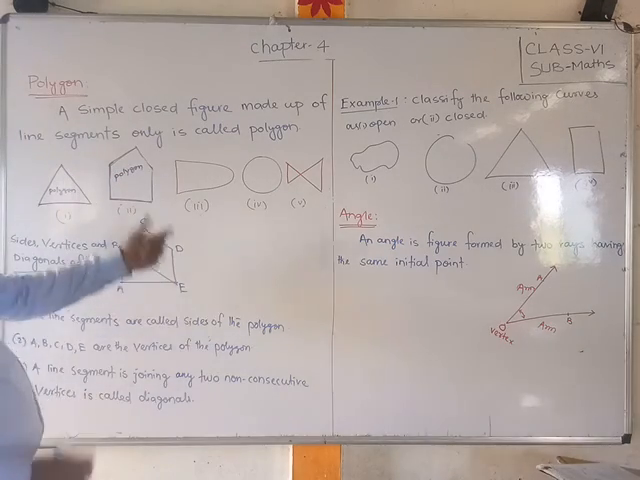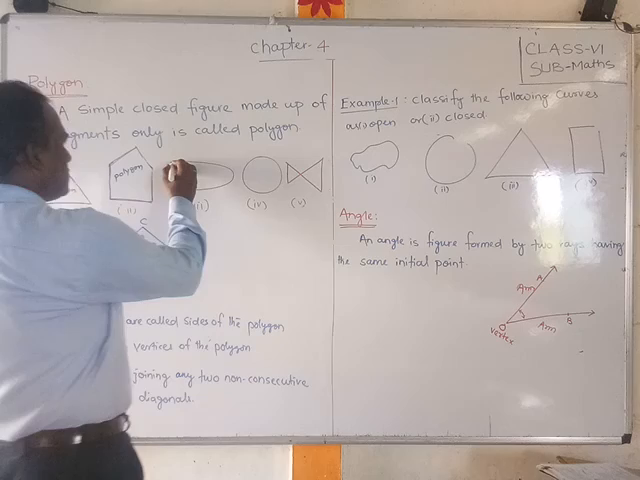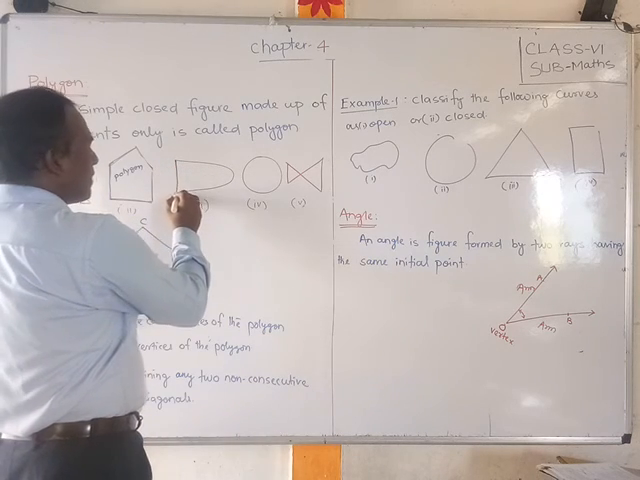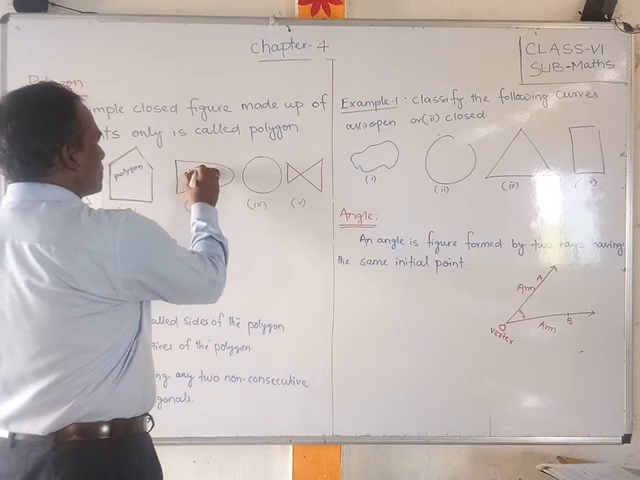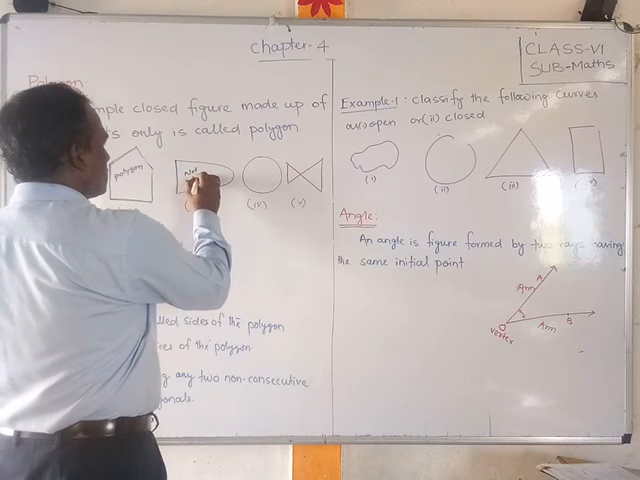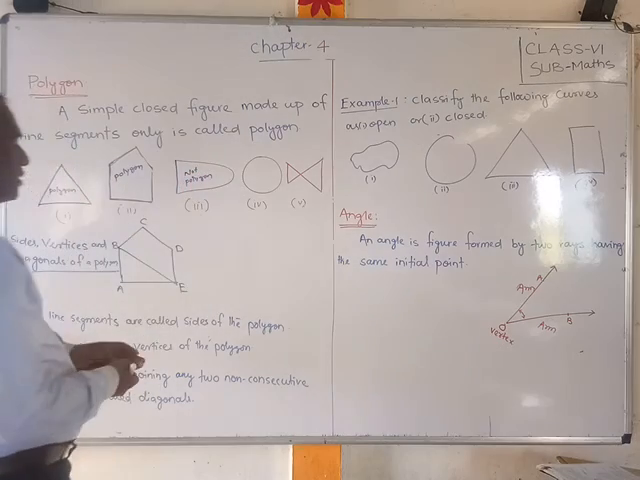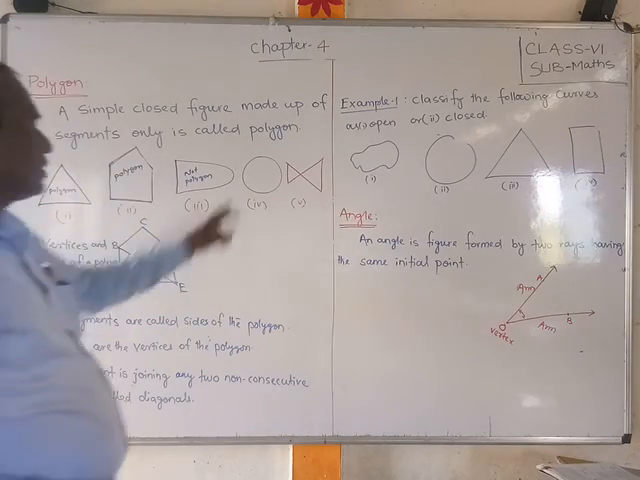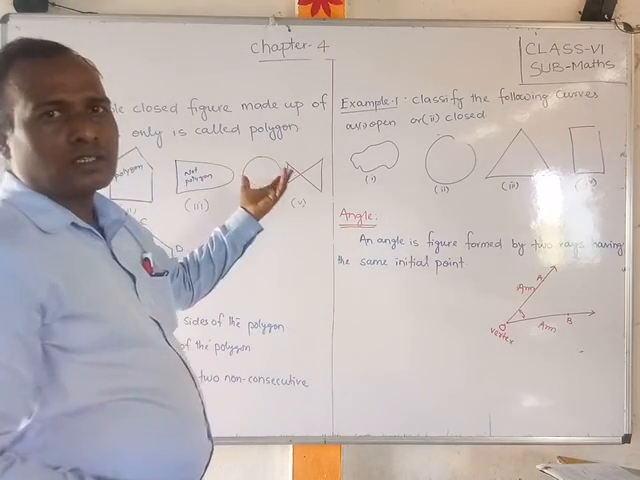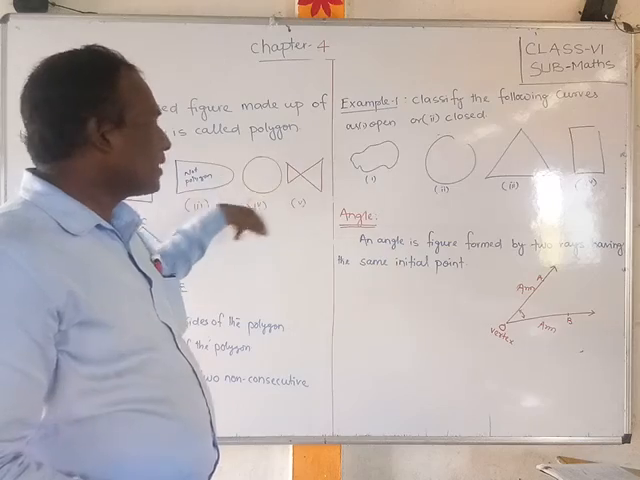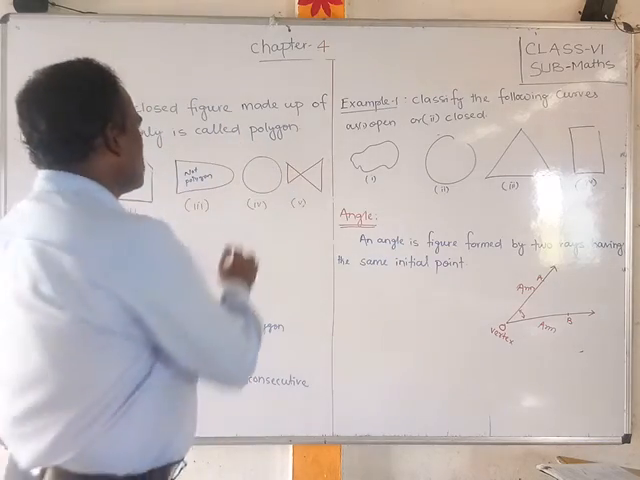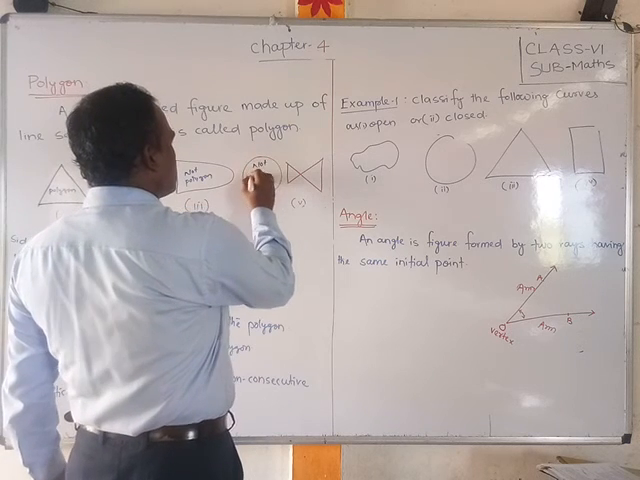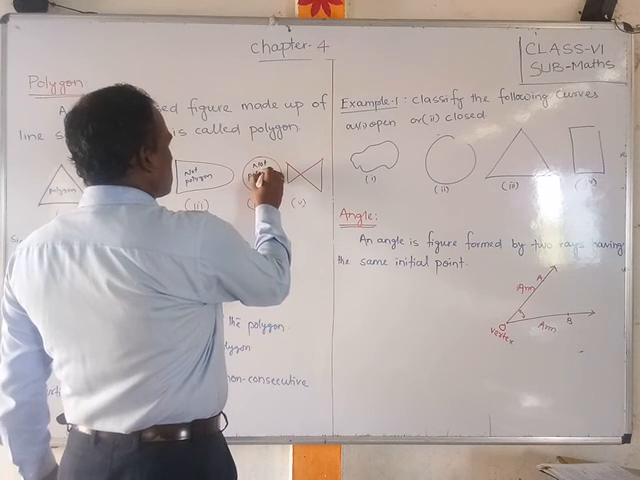Now the third figure, students. This is a line segment, but this is a curved line, so it is not a polygon. Here it is a closed figure, but it is made by a curved line, so it is not a polygon. So this one is also not a polygon.